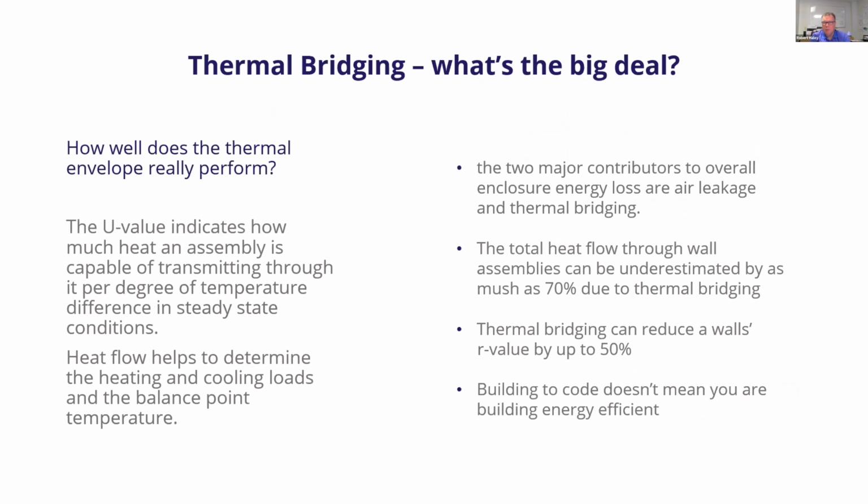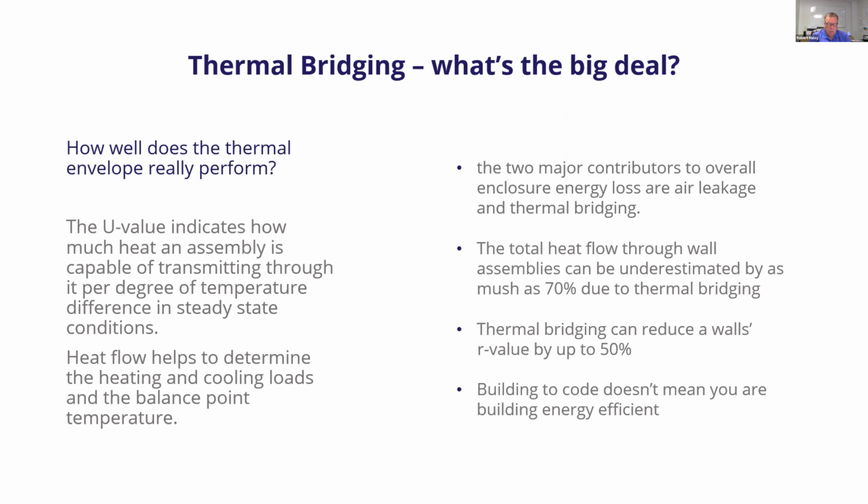So why is it a big deal? Well, it's a big deal because the amount of heat that's being lost through walls and roofs is being underestimated. And we now know through demonstration, through three-dimensional heat flow modeling and hotbox testing, that the wall's R value can be reduced by as much as 50% just due to simple steel Z-girts, cladding attachments.